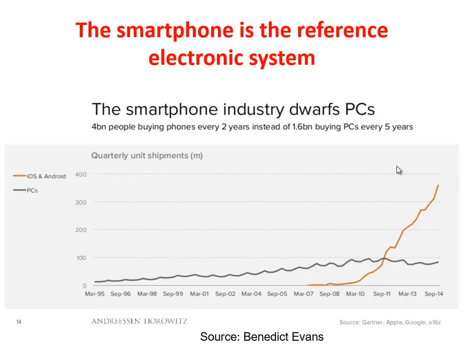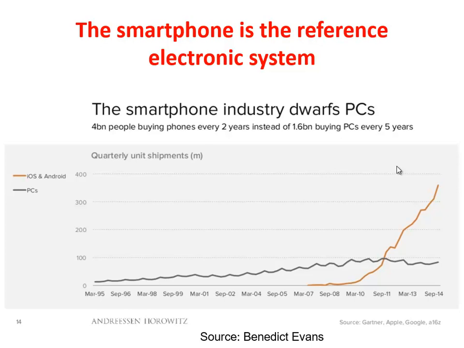Now, the other reason why I want to focus on smartphones is that in terms of shipments, it already surpassed PCs. So this is the orange line. This is, of course, the year again. And these are the shipments quarter by quarter of smartphones, iOS plus Android, okay, and PCs. So some point around 2011, there was a change in first place.